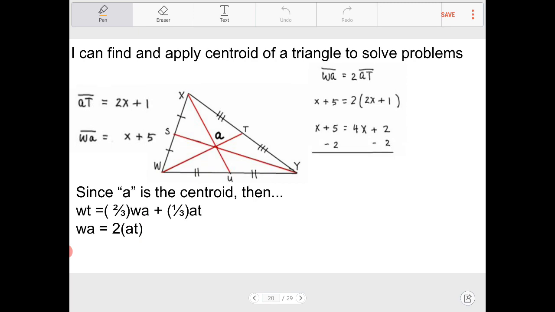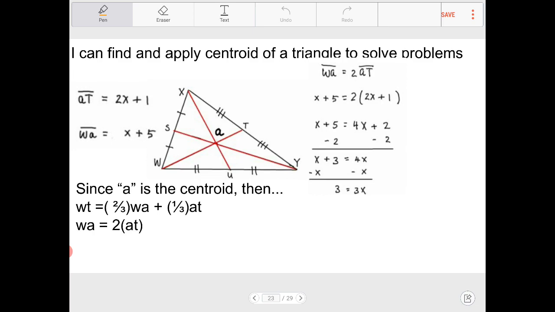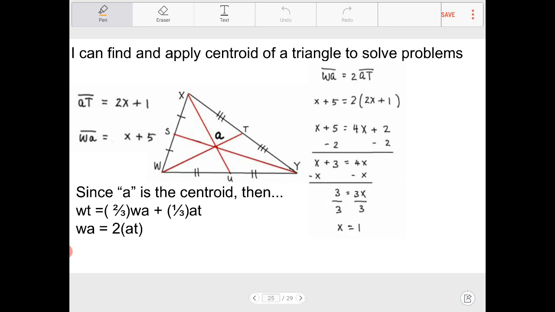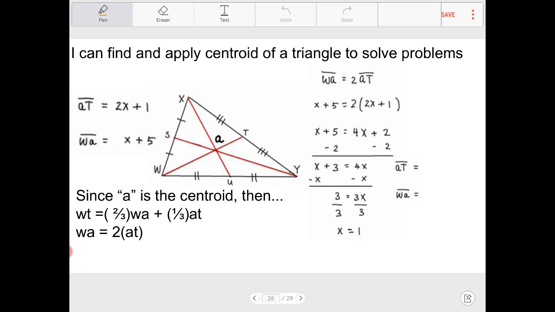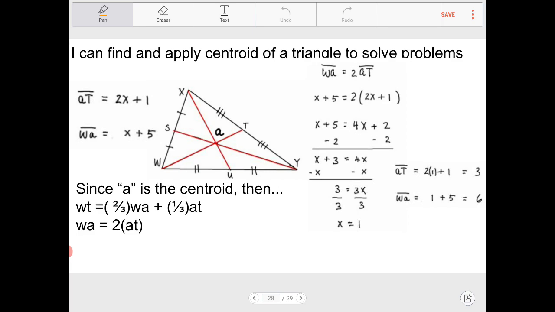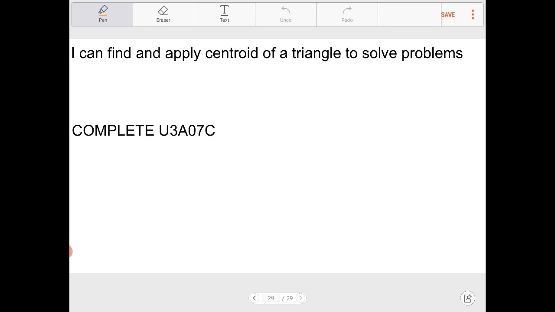Subtract both sides by 2. I end up with x plus 3 is equal to 4x. Subtract x from both sides. 3 is equal to 3x. Divide by 3. I end up with x is equal to 1. So therefore, I can figure out what AT and WA are. AT will equal 3, and WA will equal 6. And that's it.